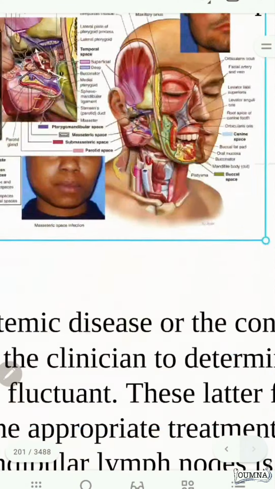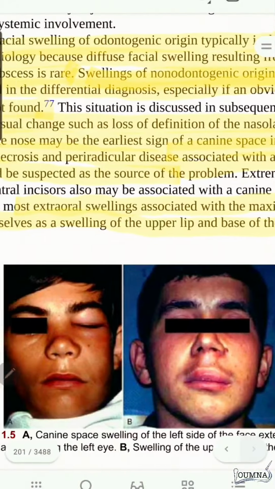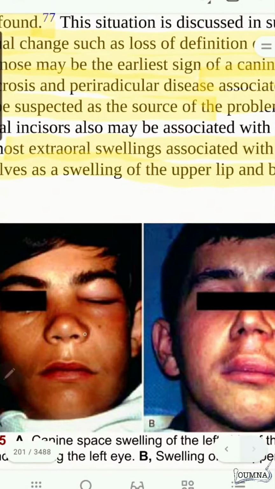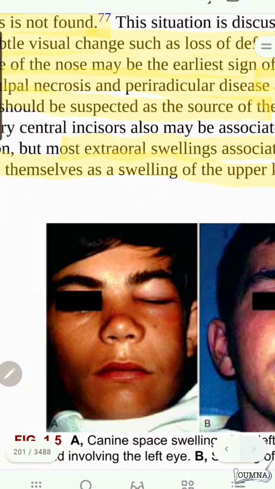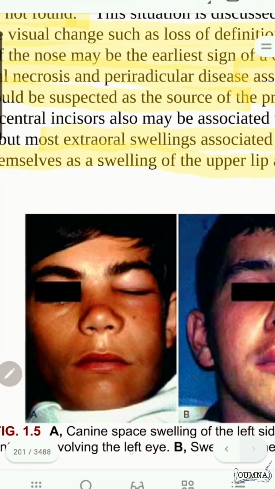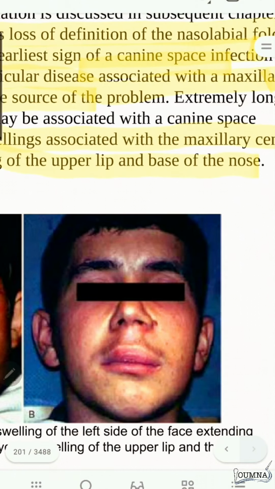So let's take an example here. Here we can notice that the nasolabial fold has gone and the infection has reached the eye and made it close. When we see this, our examination goes to the canine space, which is filled with the infection. So our diagnosis is directed to the canine area. In this situation, we can see a swelling on the upper lip and the area under the nose. So we suspect that the source of infection is the central maxillary incisors.